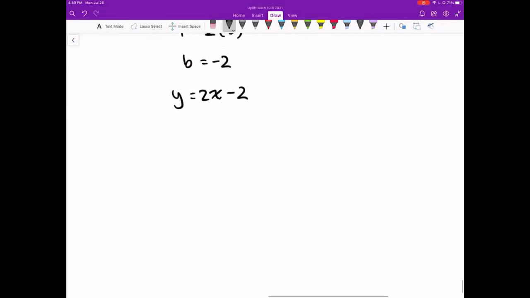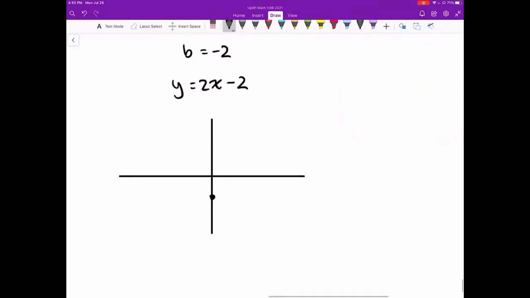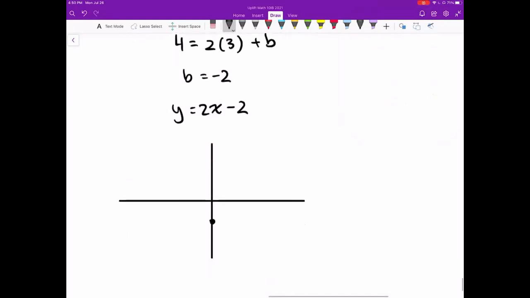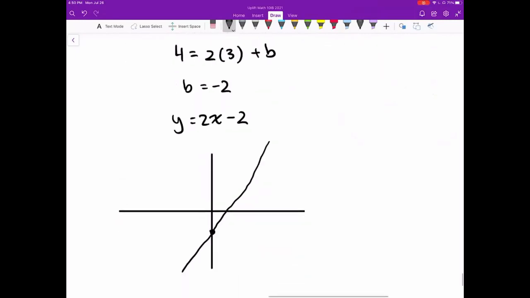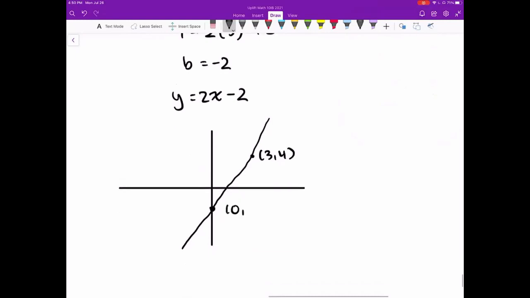And if we plot this, we get a graph that approximately looks like this. And this point is 3, 4. And this point is 0, -2.